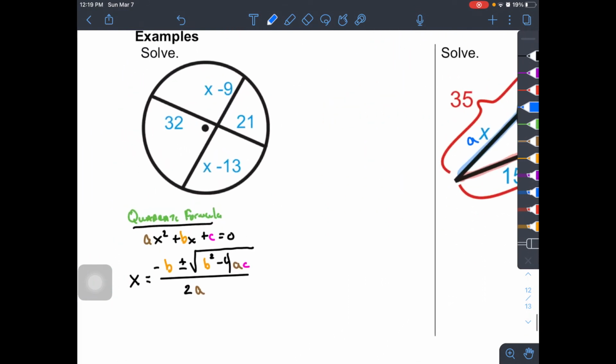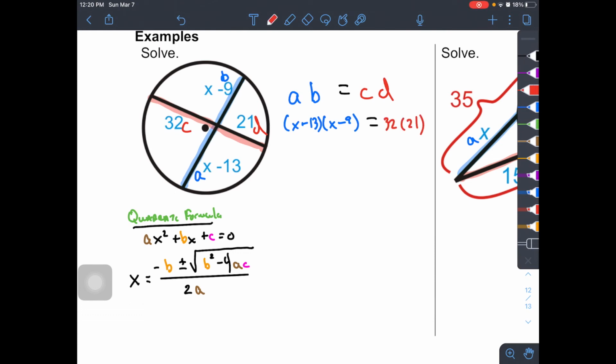Last example here. So again, this is like chords, the inside chords theorem. We've got our first chord and our second chord. And we got our formula: A times B equals C times D. Label our chords accordingly. So here's our A and B parts, C and D parts, and then do the substitution. So (x minus 13) times (x minus 9) equals 32 times 21.